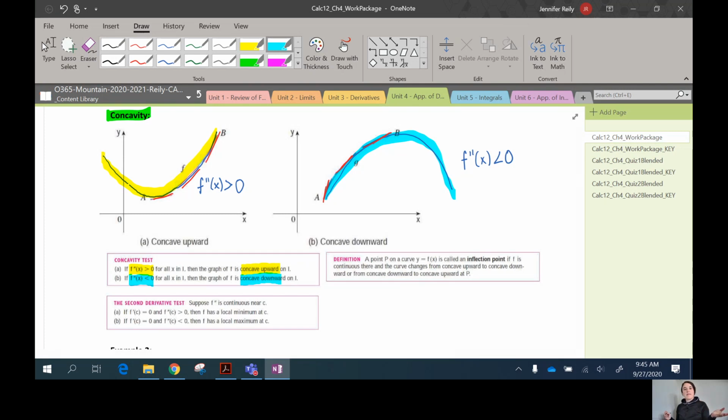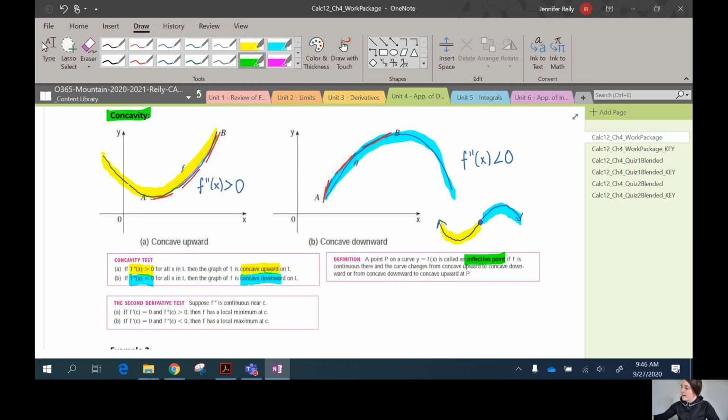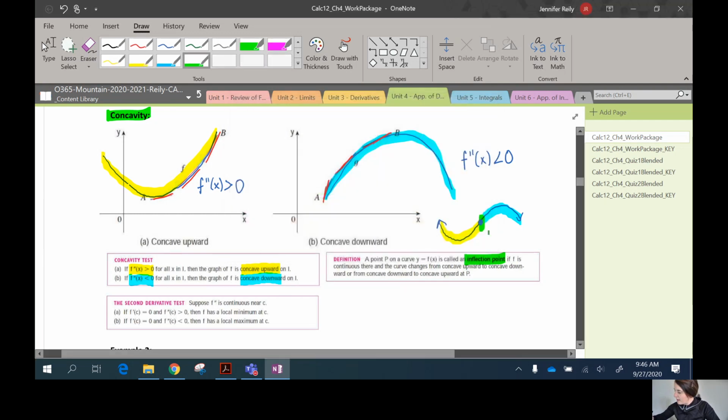A function can switch between concave up and concave down or vice versa. When that switch happens, you have what's called an inflection point, which is another new word for us today. Let me draw you an example. Let's say we have a concave upward shape, and then it switches to concave down. Here it's concave up, and then here it's concave down. That point there, I'll label it in green with an arrow, where it switches concavity is called the inflection point. We're going to be able to find that point when we do our second derivative test.